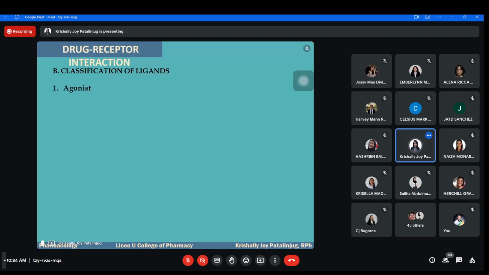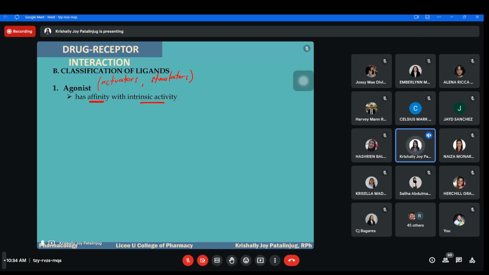We have agonists. Agonists are synonymous to the term activators. They are also classified as activators or stimulators. Okay? So being an activator, they should exhibit the feature intrinsic activity. They should have that ability to activate. At the same time, the affinity. So it has both the affinity and the intrinsic activity.